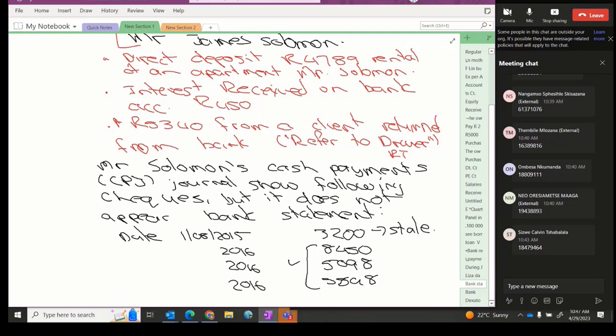So this is now all transactions that appear in your books, in your cash payment journals. But the first one is 2015. So you can see that it's nearly a year ago and the person didn't cash it yet. So that 3,200 you have to cancel. So sometimes you get a question like this and they give you checks that are not appearing on the bank statement, then you have to go and look.